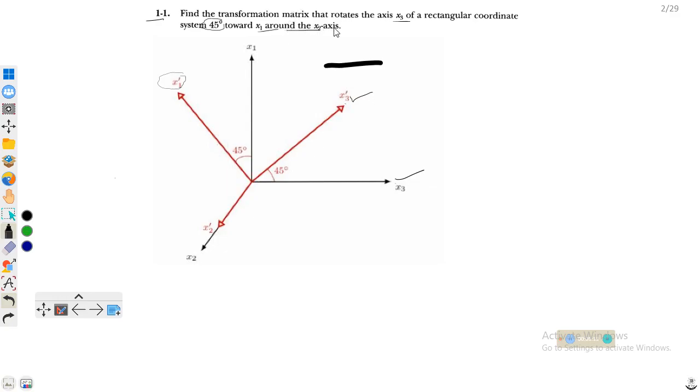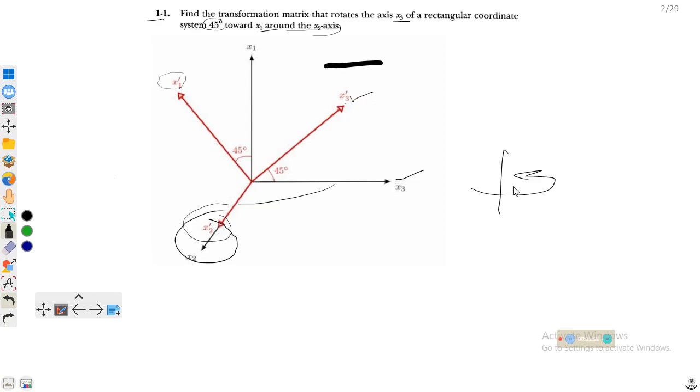And this rotation is taking place around the x2 axis. It means x2 is not going to be rotated. For x2 and x2 prime there is no change, there is no rotation. So this rotation is taking place about x2. It means the angle between x3 and x2 will remain the same. The angle between x1 and x2 will remain the same, because the rotation is taking place about this axis.